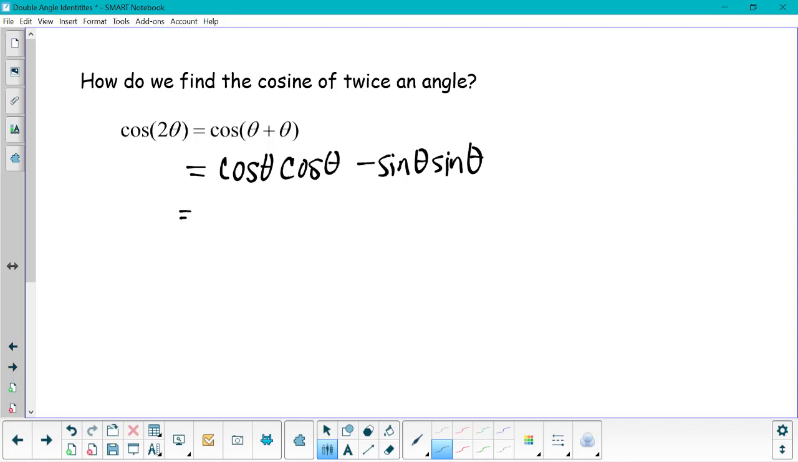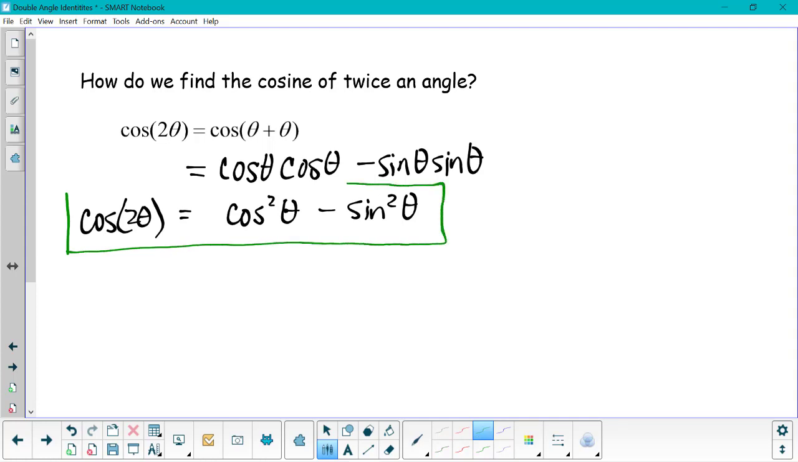And then if I rewrite that, I know cosine theta times cosine theta is cosine of theta squared, or we write that as cosine squared theta. And this would be sine squared theta. So here's our identity for cosine of twice an angle.